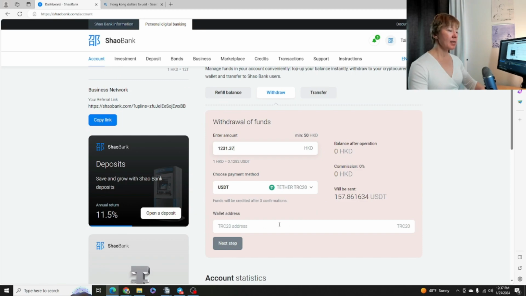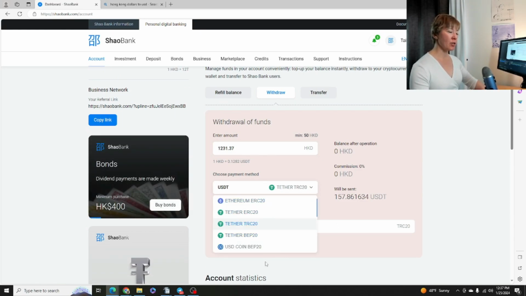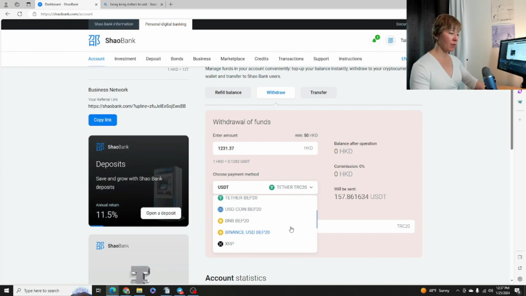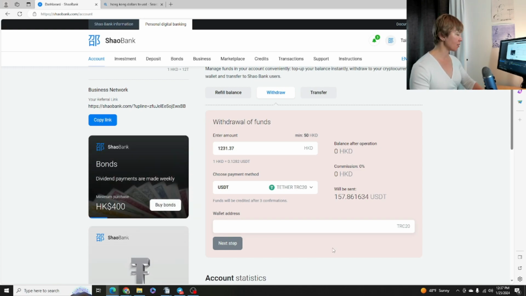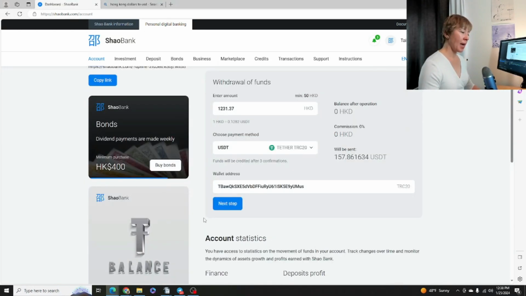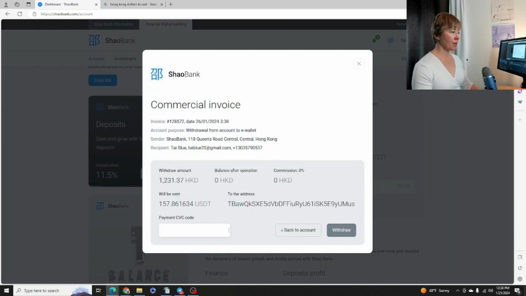Under USDT. Now I need to copy and paste my USDT address here. You can change it into any other currency here that you like. Again, whatever you want right there, go ahead. I'm going to go ahead and punch that. I'm going to go ahead and copy and paste that USDT TRC20 address. And then the next step, commercial invoice. So we can see that, and the CVC code.